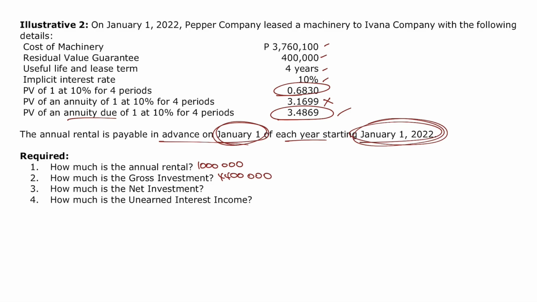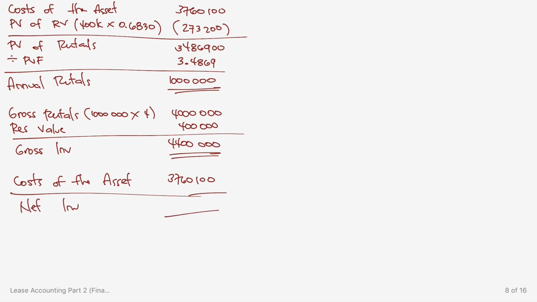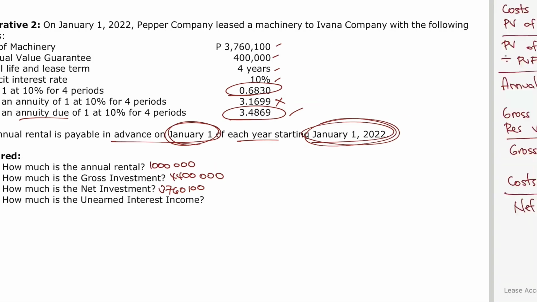Requirement 3, magkano daw yung net investment? So, net investment, no, will just be equal to the cost of the asset plus, magkano muna yan? That's 376,100 plus the initial direct cost. Eh, wala namang given na initial direct cost, di ba? So, ibig sabihin, yan na agad-agad yung net investment natin. So, net investment will be 376,100. So, lalagay ko dito, no? 376,100.